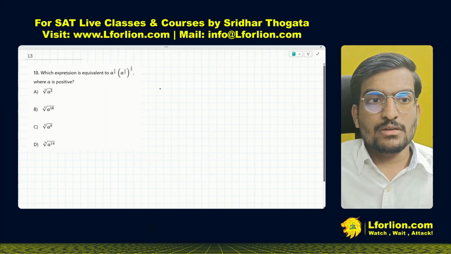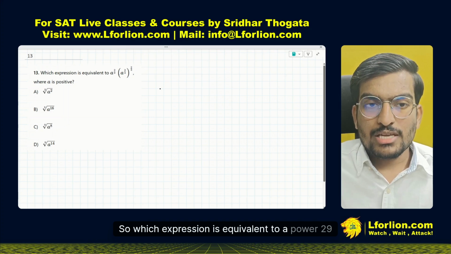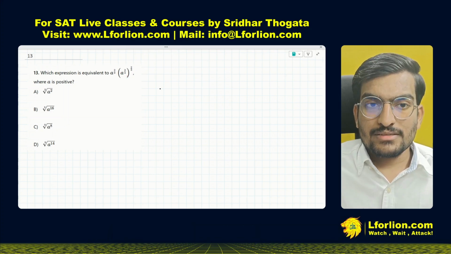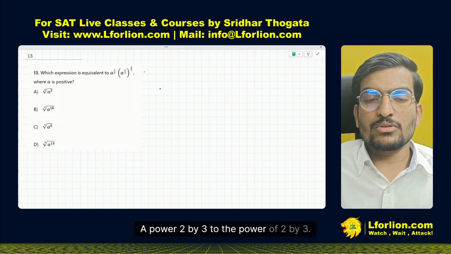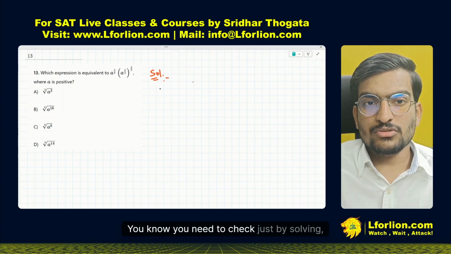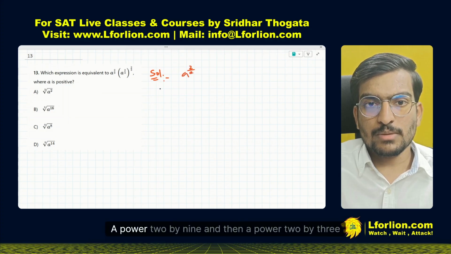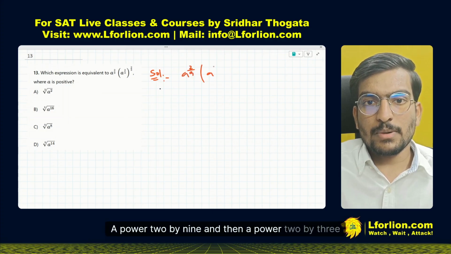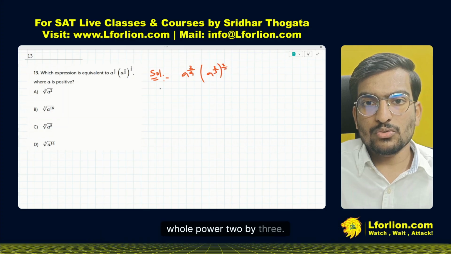Which expression is equivalent to a power 2 by 9 times parenthesis a power 2 by 3 to the power of 2 by 3? So you have some options here, you need to check just by solving. There is no other way. a power 2 by 9, and then a power 2 by 3 whole power 2 by 3.